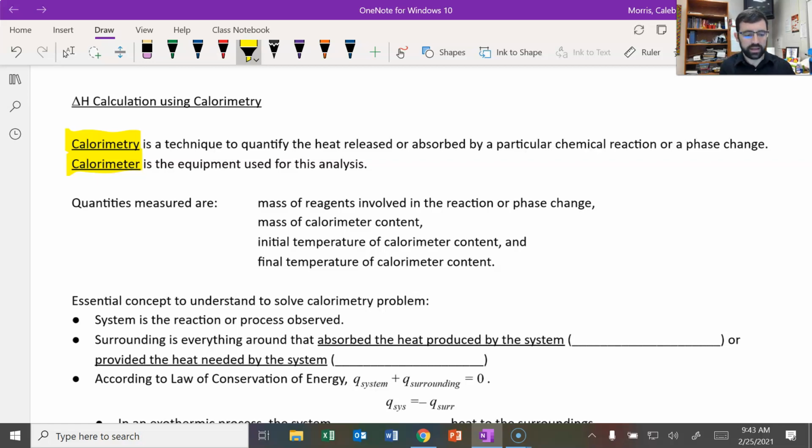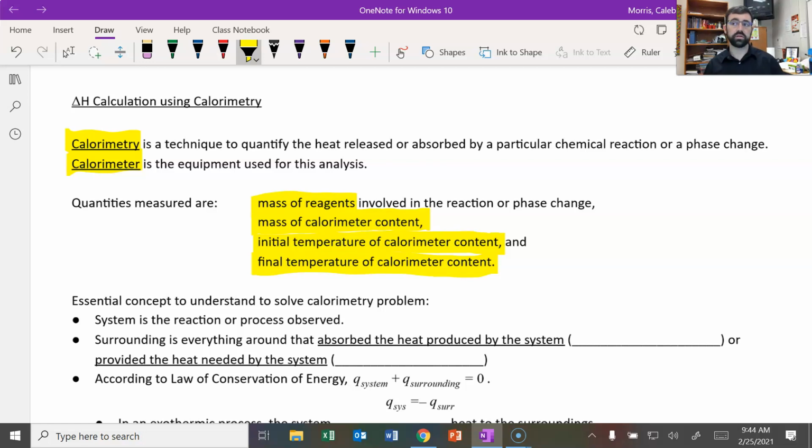Some important quantities that you're going to need to measure, or that will be given to you in your problem, are the mass of the reagents that are involved in the reaction or the phase change, and the mass of the calorimeter content. The calorimeter content, the things that are inside the calorimeter, that's the surroundings, and that's what we're going to measure. Then we want to measure the initial temperature of the content of our calorimeter and the final temperature of the content.